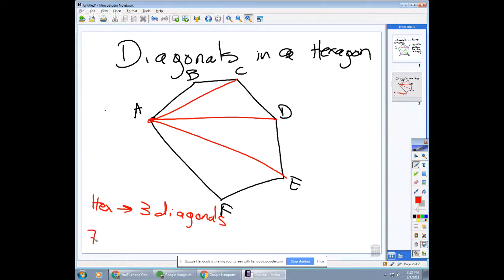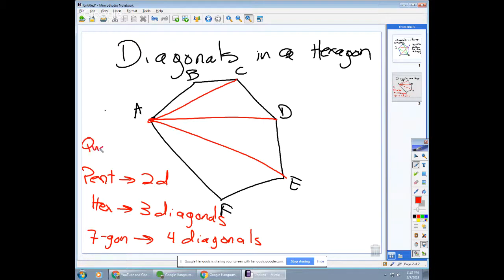Any idea what's going to happen with a 7-gon? 4 diagonals. So we just did a pentagon. It had what? 2 diagonals. How about a quadrilateral? It should have 1 diagonal. So draw a random quadrilateral. Double check.